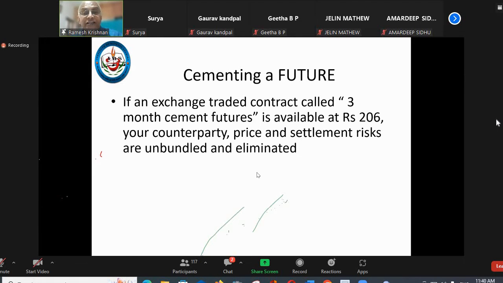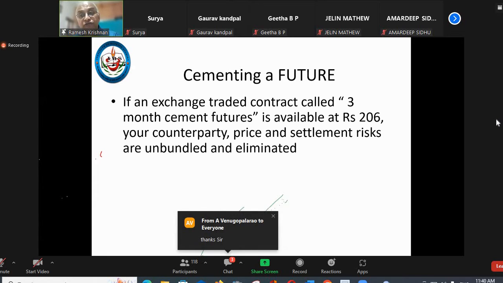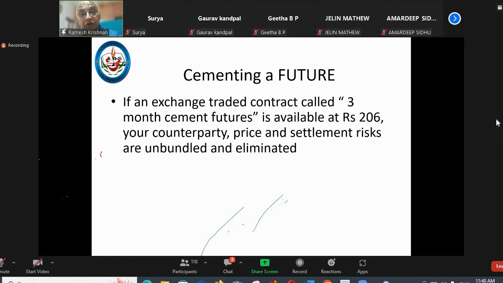If that contract is available, so 3-month futures, and the price is 206, you don't pay any price for a forward contract. Similarly, for the future also, you don't pay any premium. So you can buy the future, cement future, at the market price of 200. You don't choose the strike price. In option, you choose the strike price. Here, the market is in the electronic screen, quoting 206 as the price for 3-month forward. You go and buy futures there, 206.